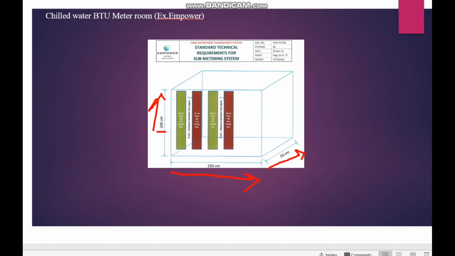If you have 10 apartments, 15 apartments, or 20 apartments, based on that you can provide the size. You have to make sure that, as you can see in the gap they have given, a 5 centimeter distance between the pipes is considered. Okay, so this is one of the important things to consider, the BTU meter size.